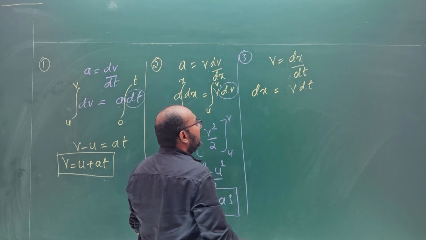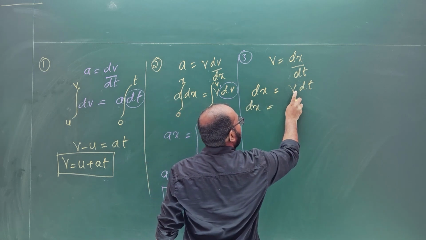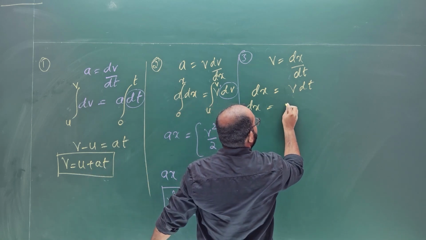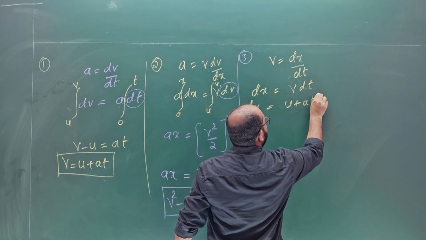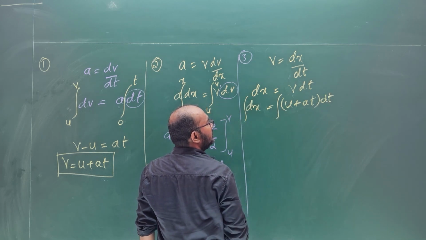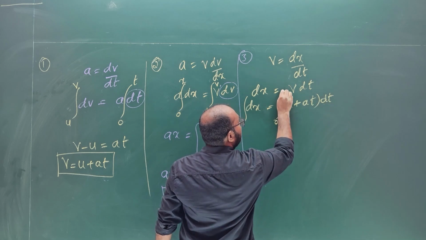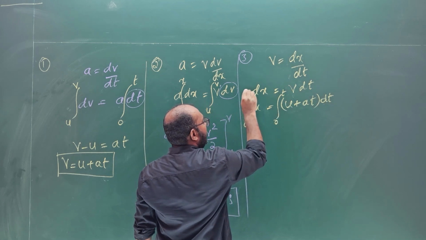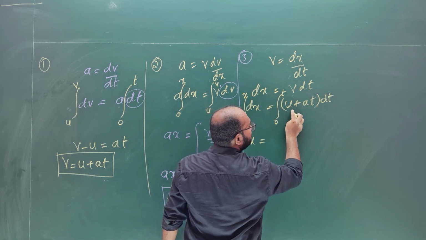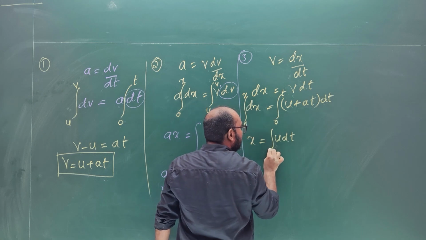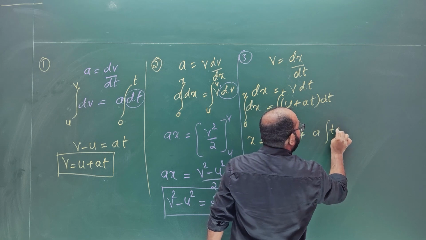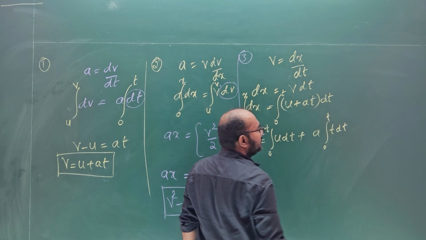Can I also write this as dx is equal to, what is the value of v? Can I substitute u plus at? So dx is equal to u plus at dt. Integrating this over time, 0 to t, and this is 0 to x. So x is equal to, can I separate these two? Integration of u dt from 0 to t plus a times integration of t dt from 0 to t.